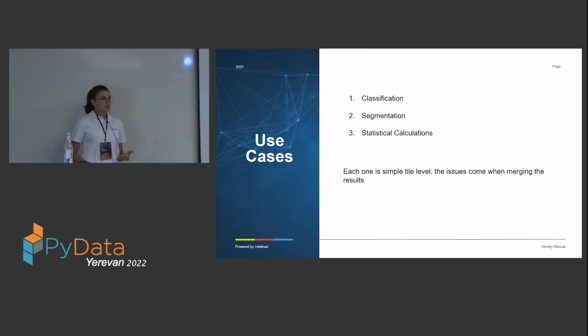The problems we applied this approach to are several. We use it in classification problems, segmentation, and even statistical calculations. Each one done at tile level is simple. You just do the same thing you would have done for an entire image, but on a smaller scale. However, the issues arise when we're trying to combine the results, and for each of these problems, the solutions are different, and the problems we stumble upon are also quite different.